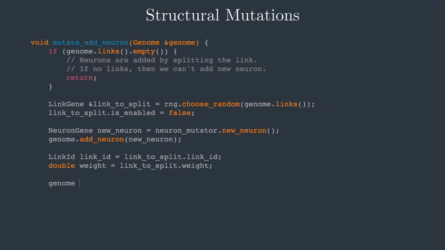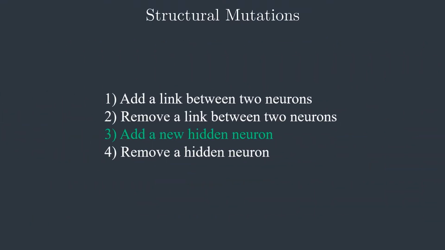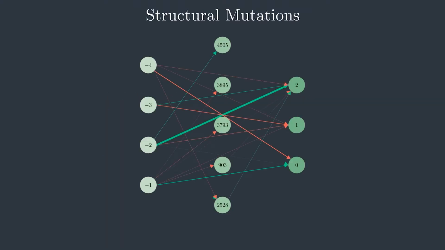The idea is that the new individual will behave in the same way despite having a different structure. This is because the combination of the two new edges should behave in the same way as the old edge. This is important to ensure mutations are not too drastic such that new individuals don't get a chance to prove themselves. And finally, the last mutation removes a hidden neuron. This is done by removing the neuron and all the links that connect to it.